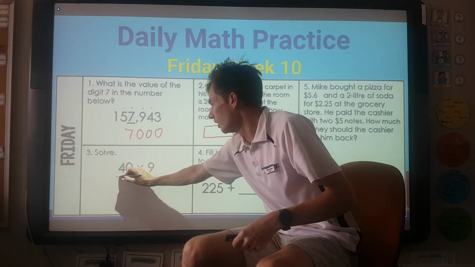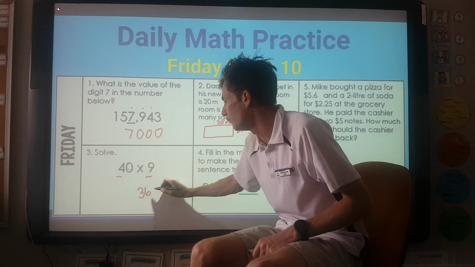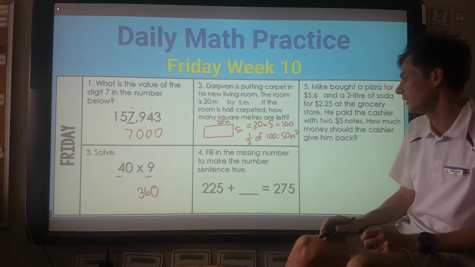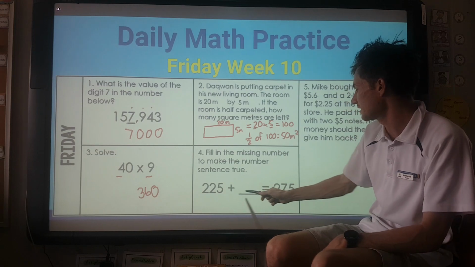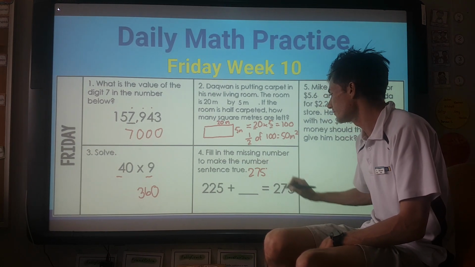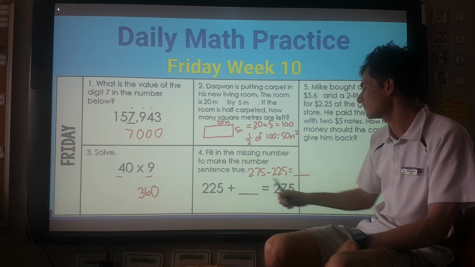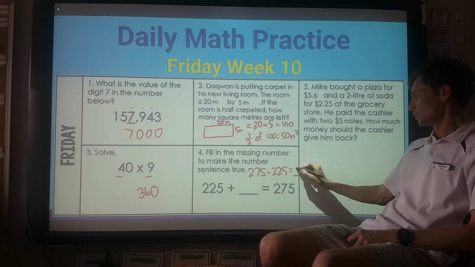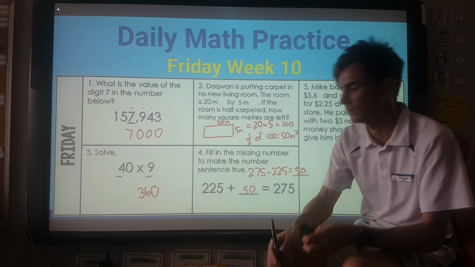Righty, number 3. 4 times 9 is 36, then 40 times 9 is going to be 360. How can I make this true? 225 plus something is going to be 275. That means 275 take away 225 is going to be that. So 275 take away 225 is 50. So 225 plus 50 is 275.